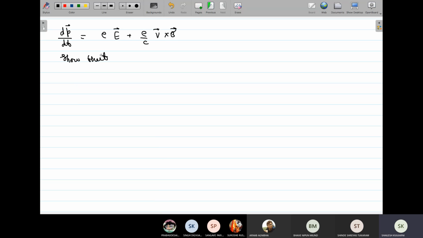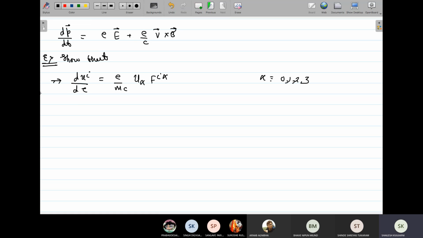one can write this as dui by dt. Okay, dui by d tau. dui by d tau is equal to E by mc, u alpha, F i alpha, where alpha runs from 0, 1, 2, 3. So this you show. This is your exercise.